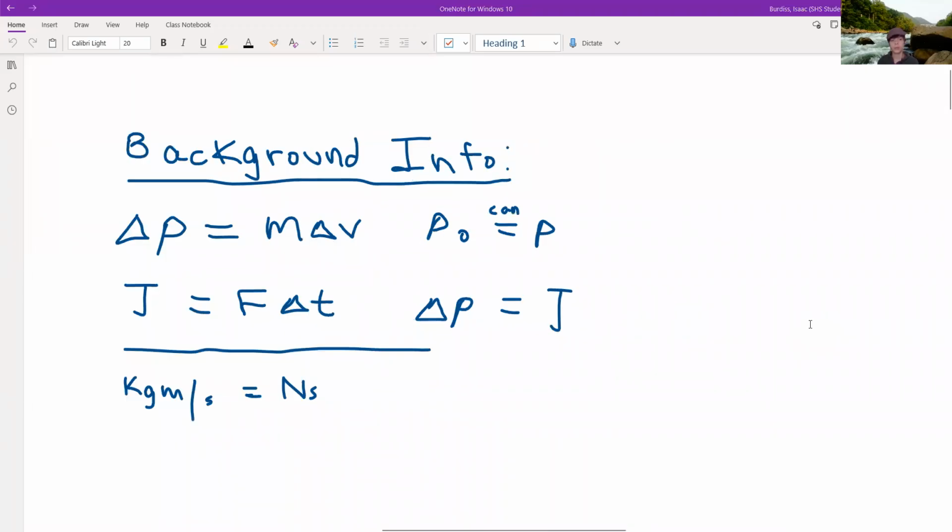Hi there. This is a review of Unit 5, Momentum. What background information do you need to know?